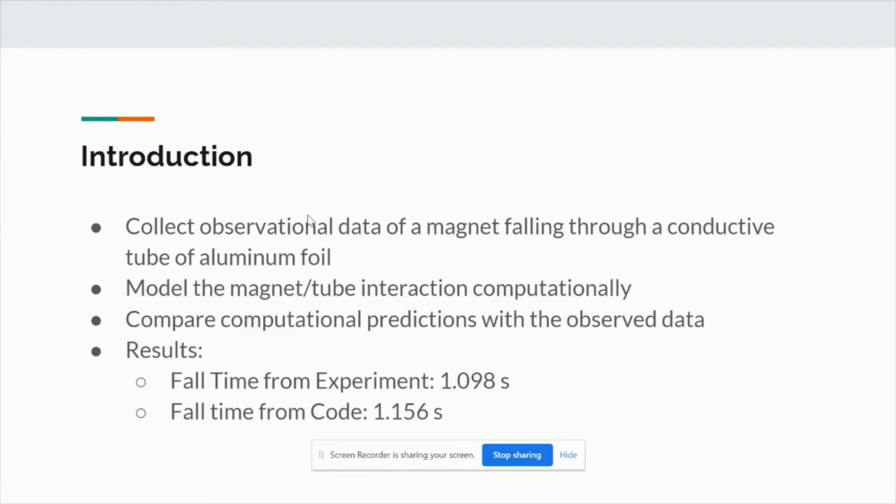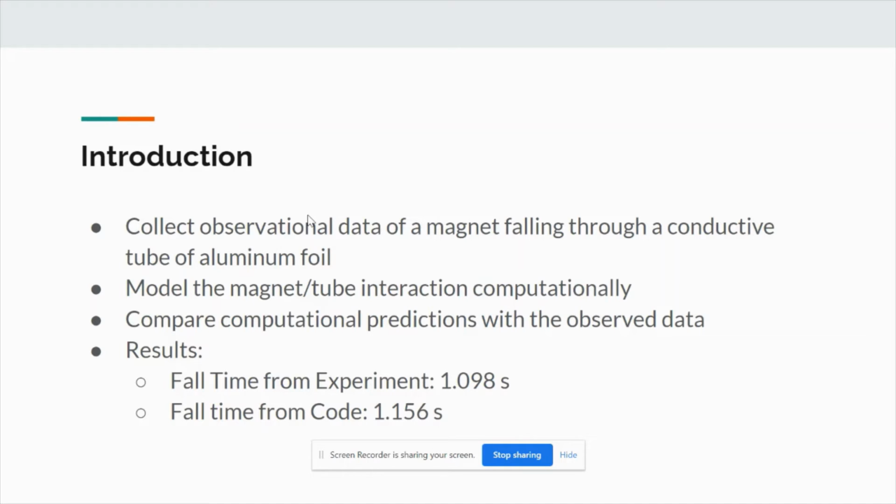Introduction. The goal of this lab was to collect observational data of a magnet falling through a conductive tube of aluminum foil, and then use this data to model the magnet-tube interaction computationally. Once we have the computational model, our next goal is to compare computational predictions with the observed data.